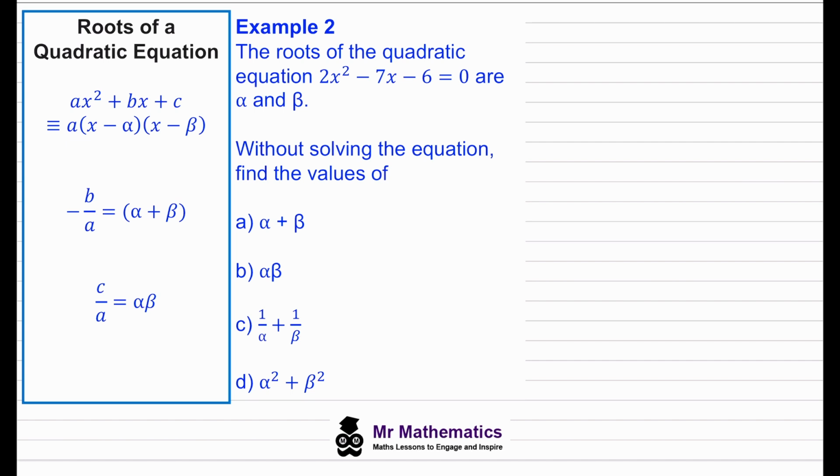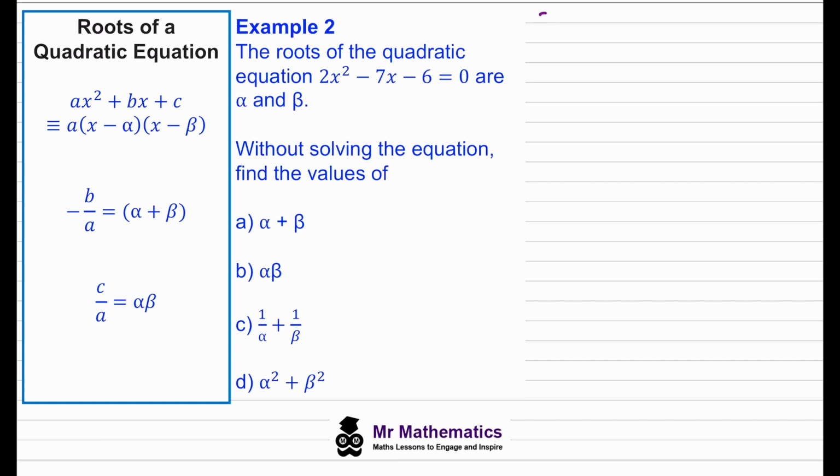So in example 2, we're told that the roots of a quadratic equation 2x squared minus 7x minus 6 equals 0 are alpha and beta. And without solving the equation, we've been asked to work out the values of alpha plus beta, and then part C and part D. So the first thing we need to do is divide both sides of this quadratic by 2, because we need the coefficient of x squared to be 1.